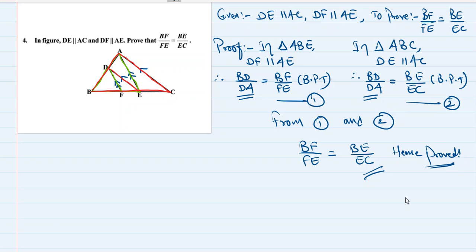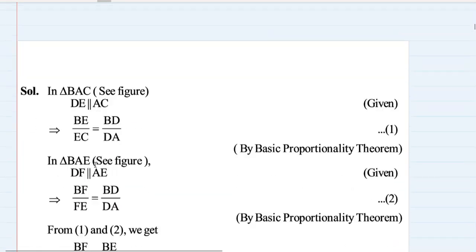Okay, you understood this? Very easy. Yeah, the only thing you have to learn is visualization. Then slowly these problems will be very simple for you. Let's go to the next question.